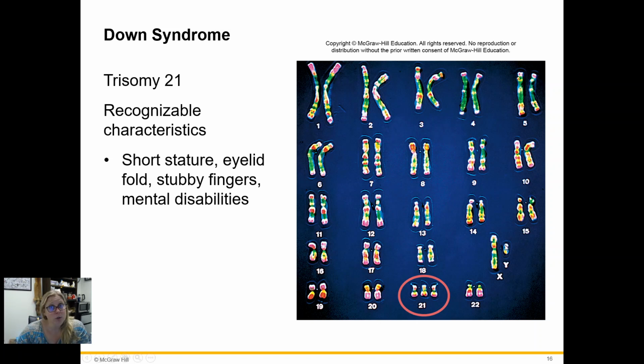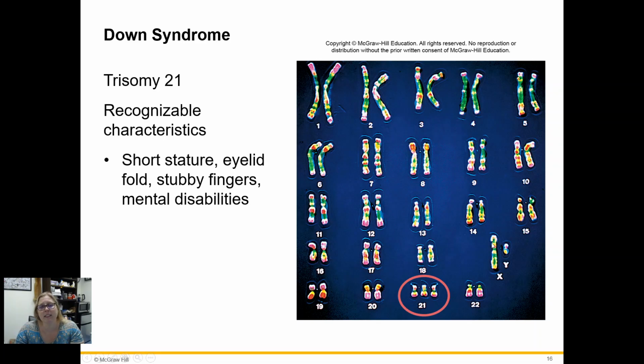You don't need two copies though. The second copy could be a Y, and that Y will just denote maleness. There are genes on there that are responsible for testosterone reception. Remember our hormones and whether or not you can receive a lot of testosterone or not.